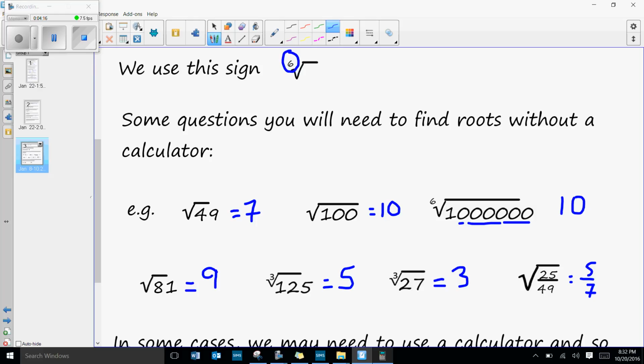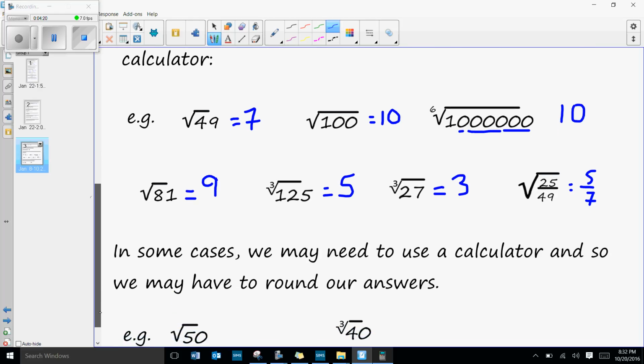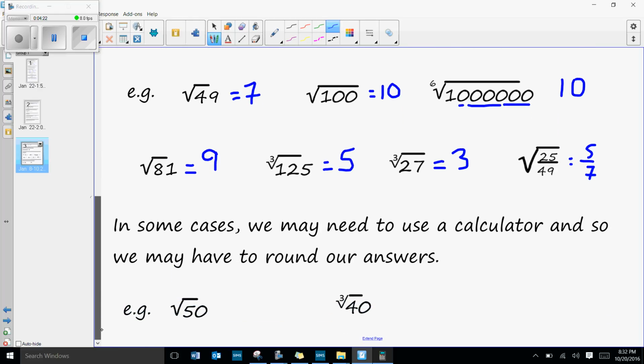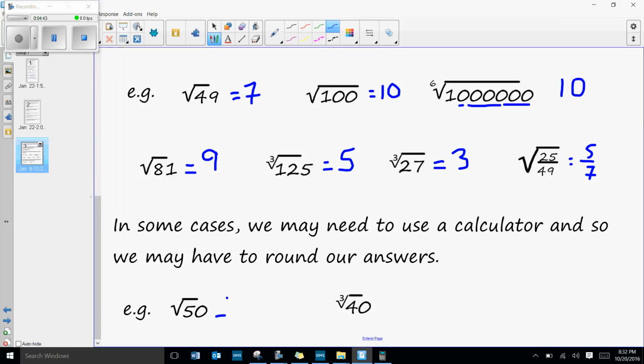It's a good idea to learn some square roots and some cube roots. However, other values, for example, the square root of 50, we would need our calculator. Let's round it to 3 significant figures, so that would be 7.07.